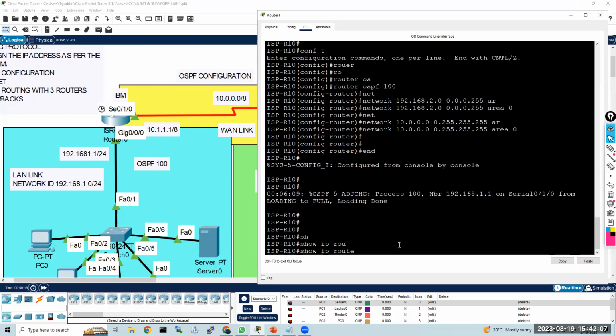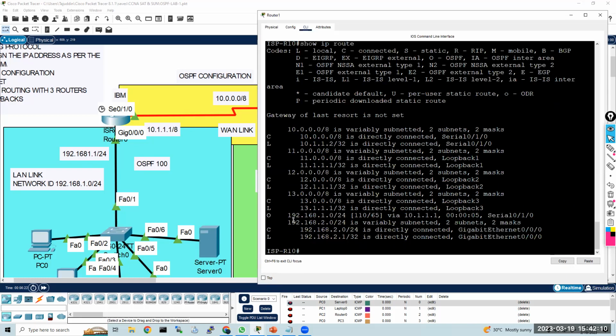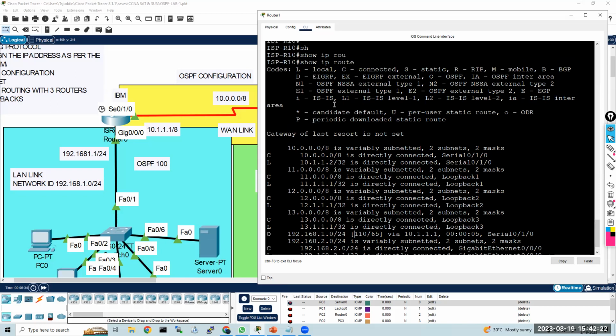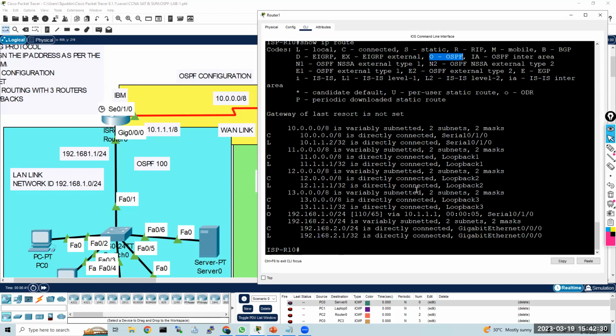If you type show ip route, we can see O. O means OSPF. What is this 110? Administrative distance. Yes, very good. This is the administrative distance of OSPF. And 65, it has calculated the metric automatically, because it is directly connected using a serial link, that is the reason it automatically calculated from the bandwidth.